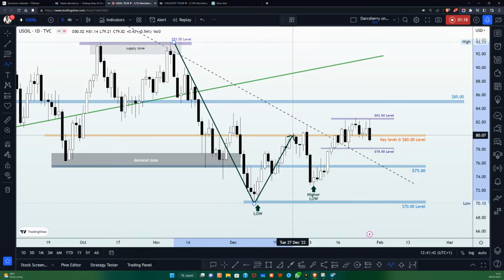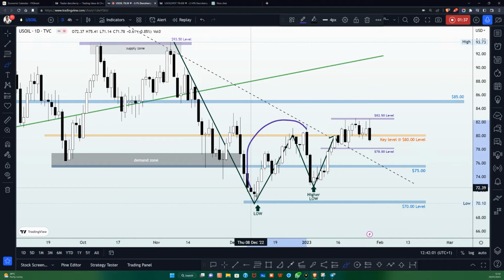Then we saw price come back into the $80 level, found a higher low as price was unable to break the previous structure to emphasize that there is a level of bullish momentum coming here. And as a result of the setup we had here, we assume that a reversal pattern in the form of a double bottom structure has been formed.